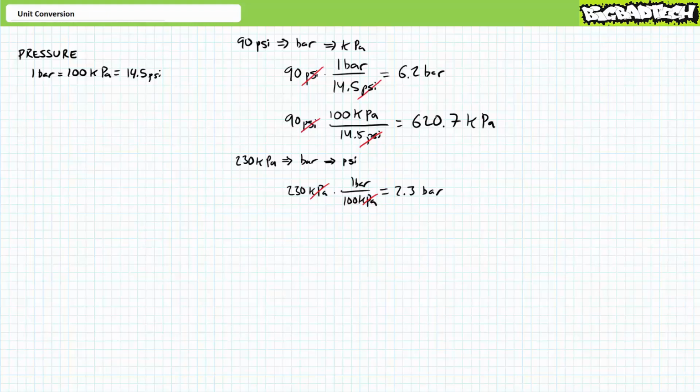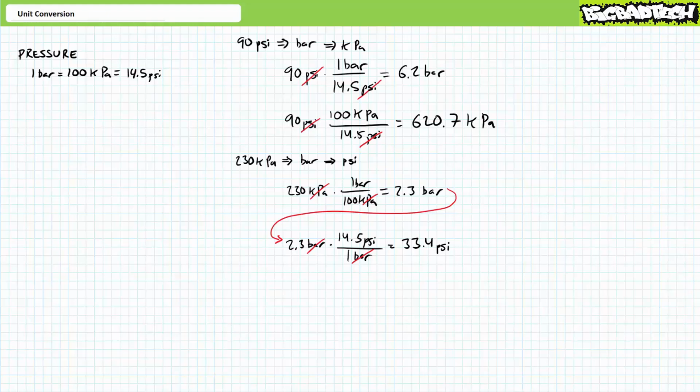230 kilopascals times 1 bar divided by 100 kilopascals. Units of pascals cancel out, and we're left with 2.3 bar. We're then asked to convert 230 kilopascals to an equivalent amount of psi. Let's do a two-step conversion. Taking our previous answer of 2.3 bar, we need to convert this to psi.